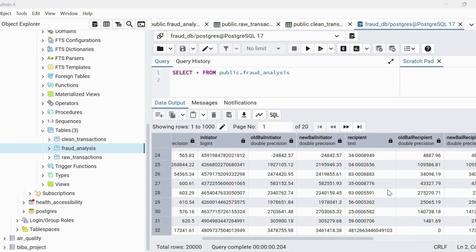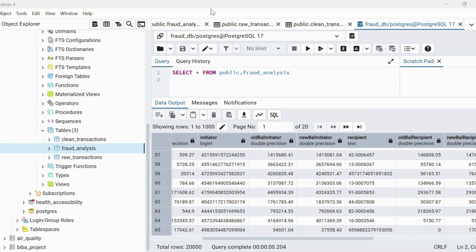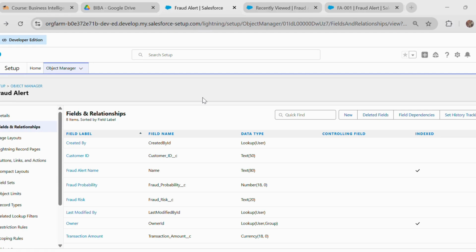These results help in identifying suspicious transactions and support decision making. Overall, Postgres SQL provides efficient data storage, fast querying, and smooth integration between different components of the system. Salesforce is used as the CRM system to manage and track fraud alerts. A custom object called fraud alerts is created to store high-risk transactions identified by the system.